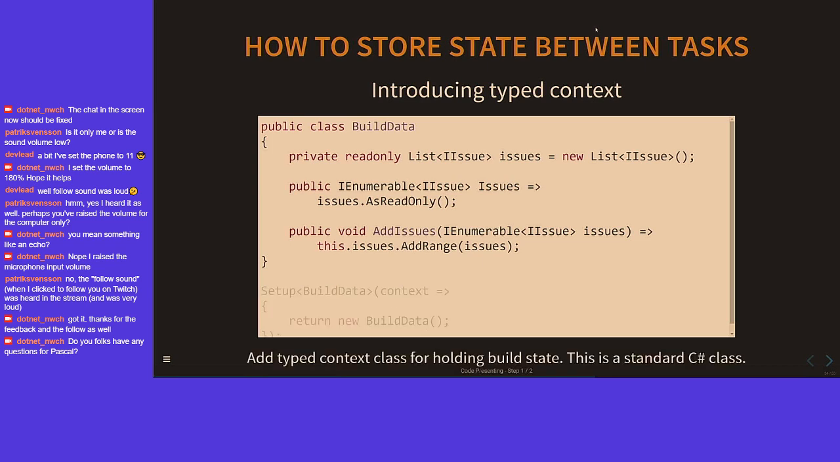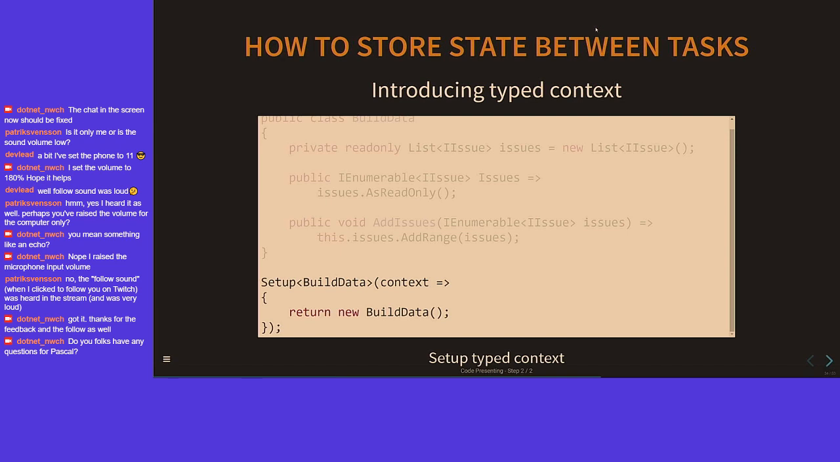For typed contexts, you basically need to create a class. In this case, we have a class BuildData, which has a property Issues and a method AddIssues to add issues to it, and the Issues property is read-only. So nothing fancy, a class where you can add issues and get access to the issues which are stored in this class.